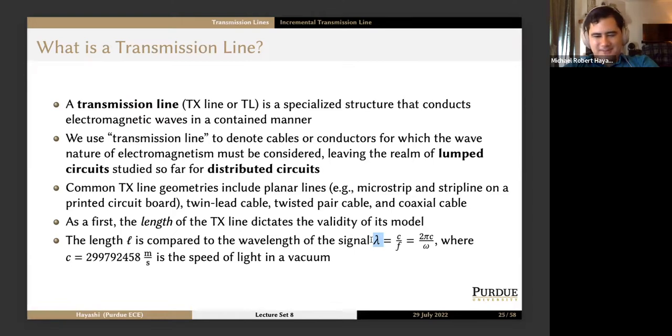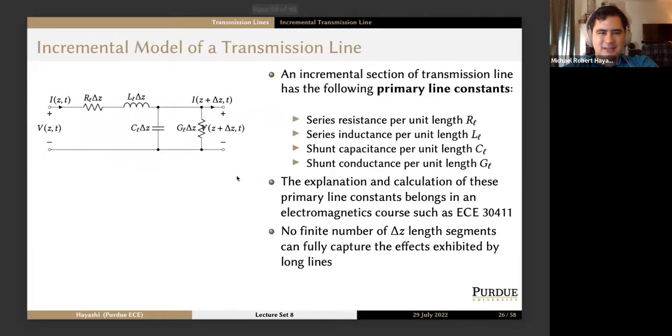What if your signal has multiple frequencies involved? Well, you just usually compare it to the highest one present in your signal. So this is a very short length of the TX line we're looking at. Remember, a TX line is just a pair of wires with some sort of connection like this. So there's an incremental resistance and inductance, R sub L and L sub L, as well as an incremental capacitance and conductance, C sub L and G sub L, associated with this.